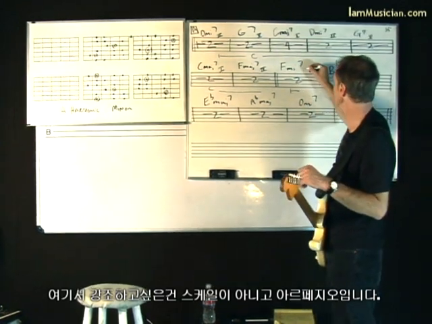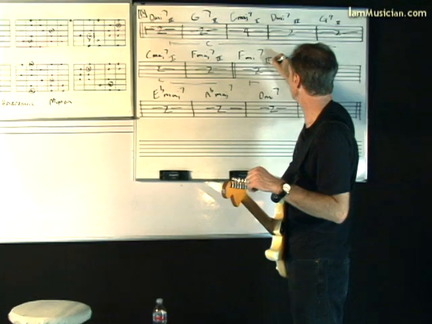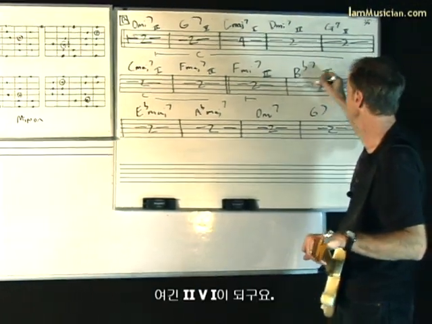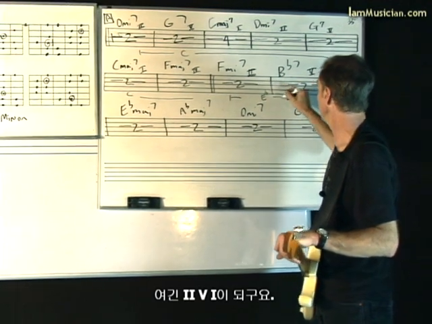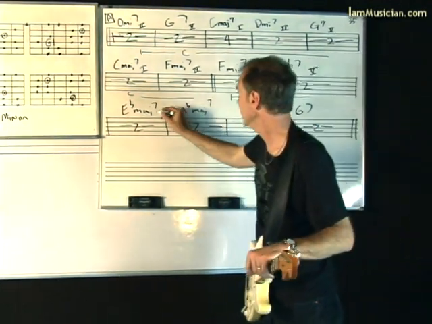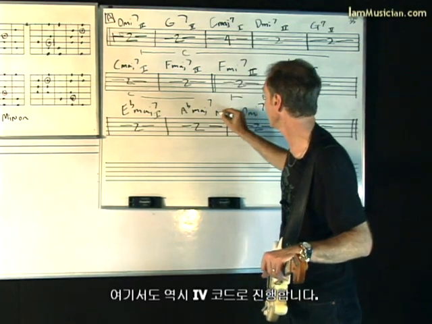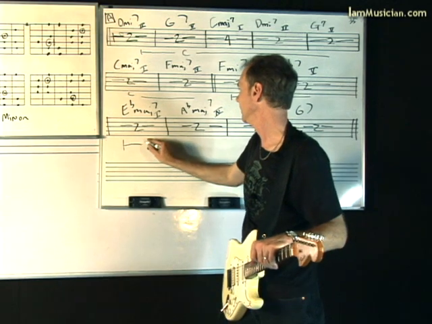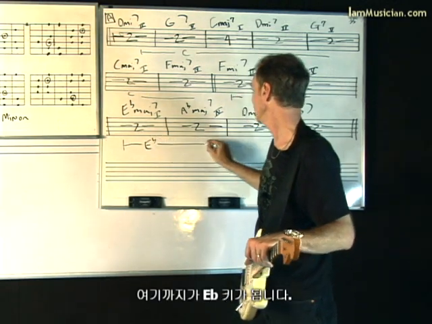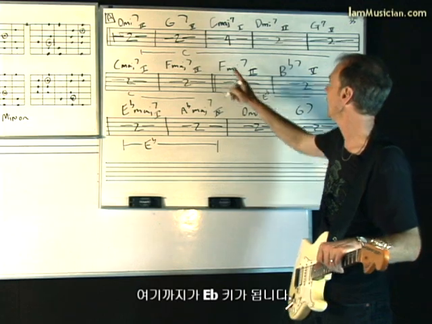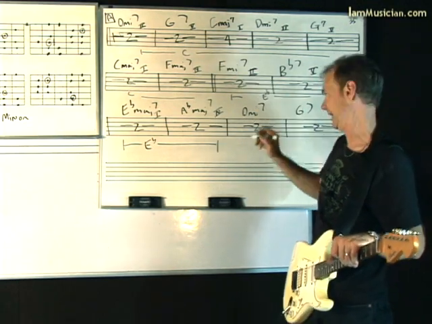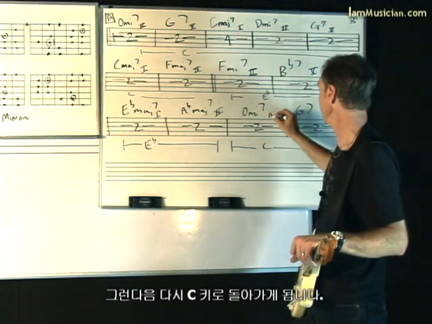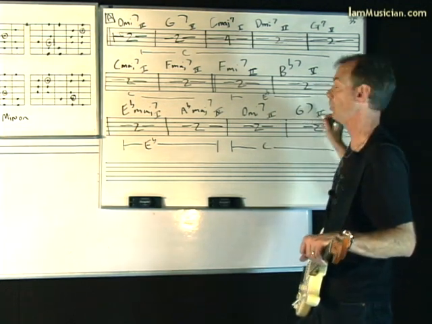Okay, so now what I do is I modulate to the key of E flat, and I play a 2-5-1 in the key of E flat right here. Okay, here's the 1 chord, and again I go to the 4 chord on the second half of this progression here, and it still stays in E flat though. So we modulate from C to E flat, and then in the end here, I go back to C, and I simply just play a 2-5. I don't even play the 1.